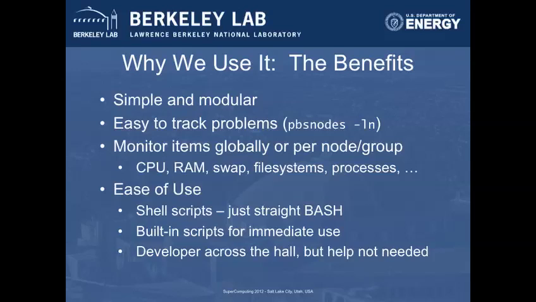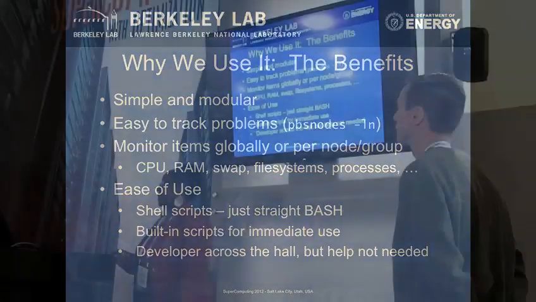Like I said earlier, it could be for CPU problems, it could be RAM, swap, file system, processors, whatever. But the system, we can see exactly what the problems are because we have individual checks on the nodes that will actually let us know what the problems are. It was very easy to use.